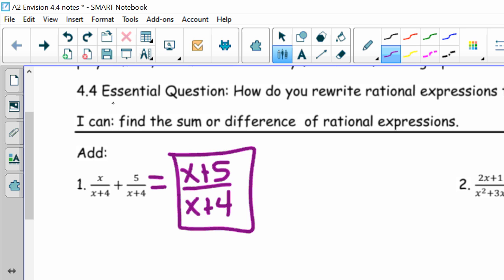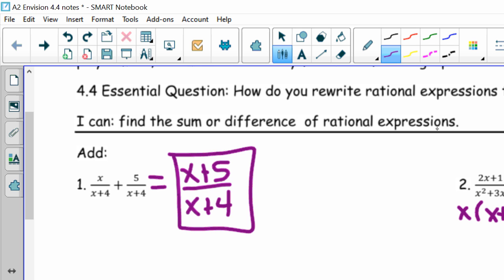Number 2, 2x plus 1 over x squared plus 3x. I notice that the x squared plus 3x, I can factor that. Remember, we always want factored simplest form, so if I pull an x out, then I'm left with x plus 3. Now I notice that they have the exact same denominator.